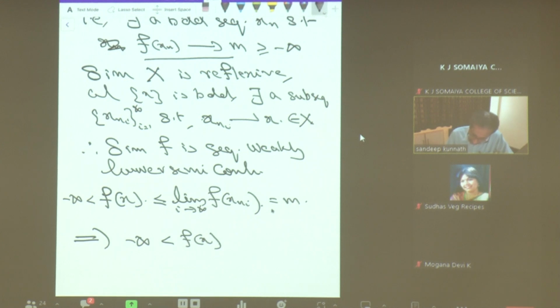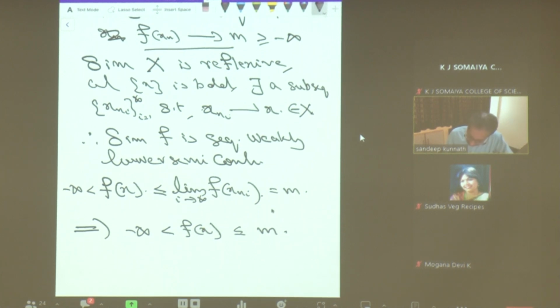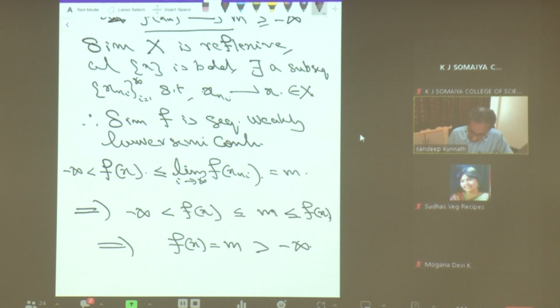And this is less than or equal to m. Okay. And we know that m is less than or equal to f(x), so this is also less than or equal to. So this implies f(x) is equal to m, which is strictly greater than minus infinity. That implies that f is bounded from below, and it attains its minimum at the point x.